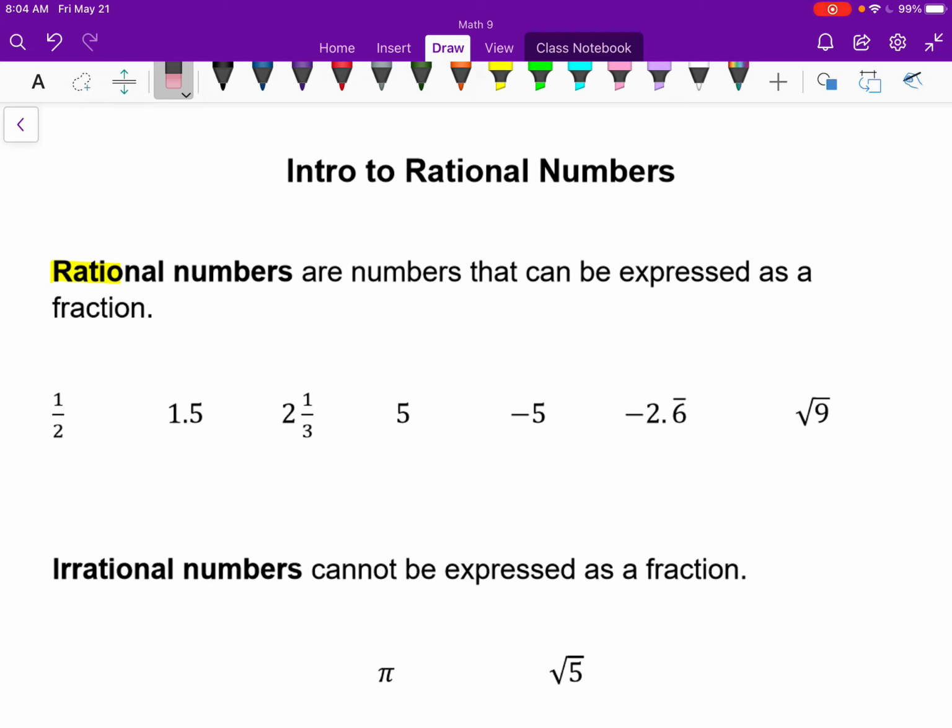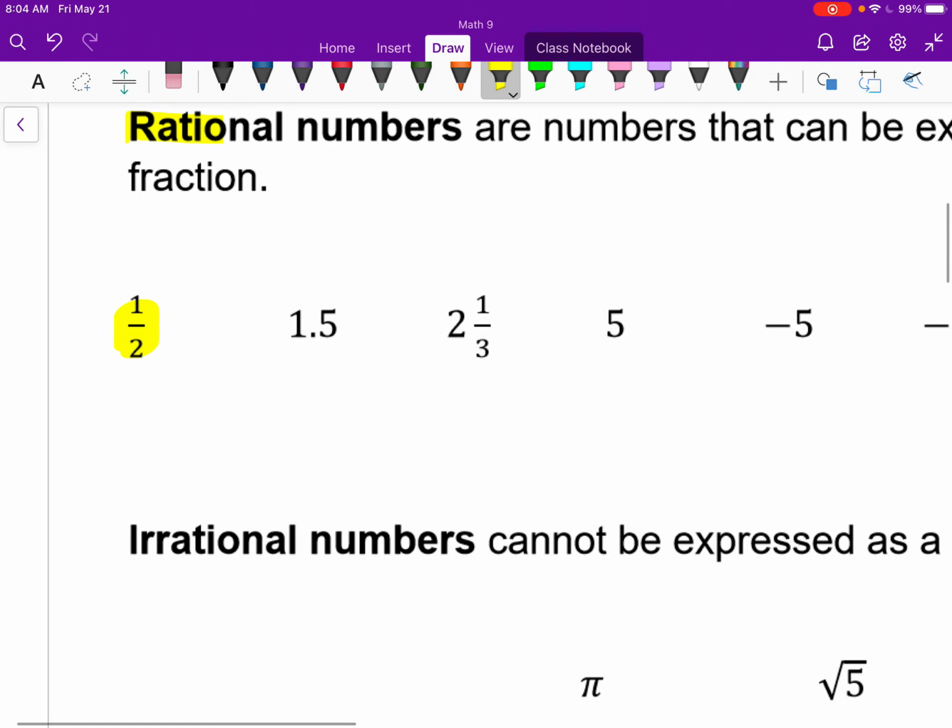For example, 1/2 is a rational number because it's just 1/2. So, that's pretty obvious. But 1.5 is a rational number because I can express 1.5 as a fraction. 1.5 I can express as 3 over 2, as an improper fraction. They're all equivalent. And so 1.5 is a rational number. So is 3/2. They're all the same thing, just different ways of writing the same thing.